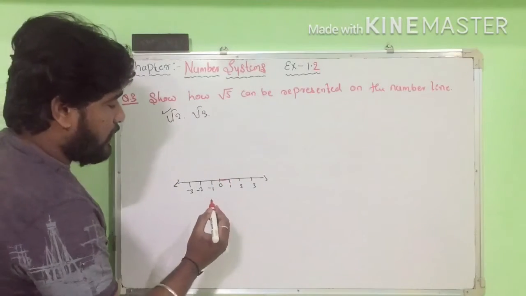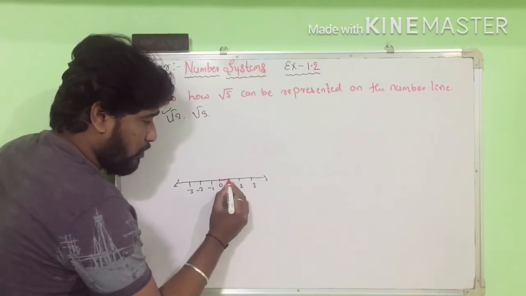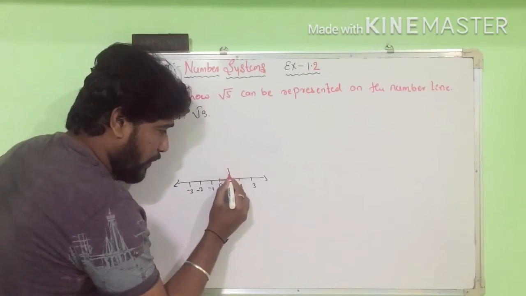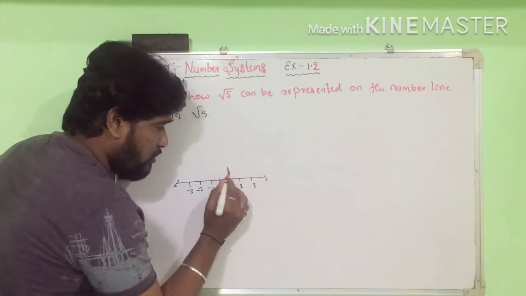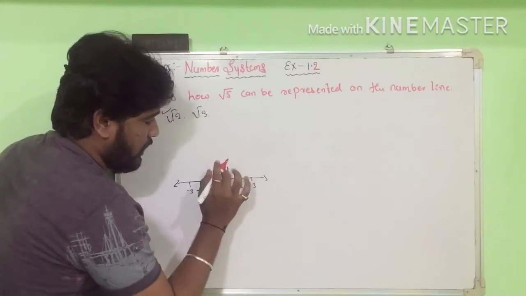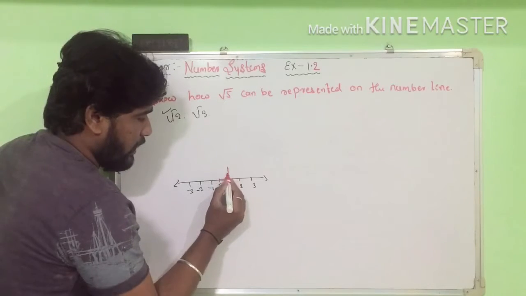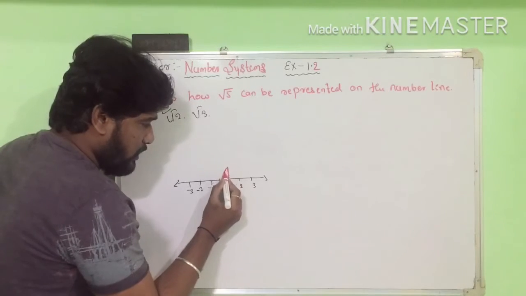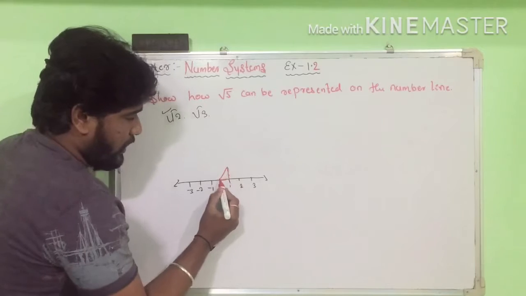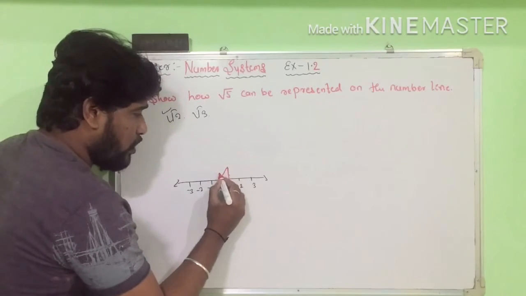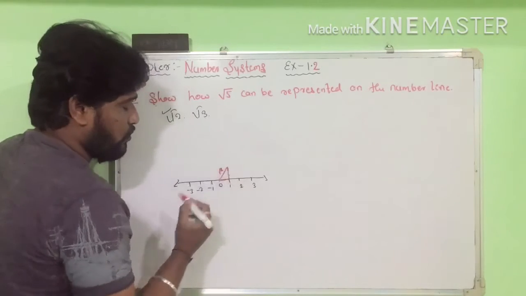So after that, here we want to draw one perpendicular line that is also 1 unit. So here I will draw one perpendicular line. It is also 1 unit, right? So now it is a right angle triangle. When we join this line to the center, it is a right angle triangle. So this right angle triangle's hypotenuse is root 2.